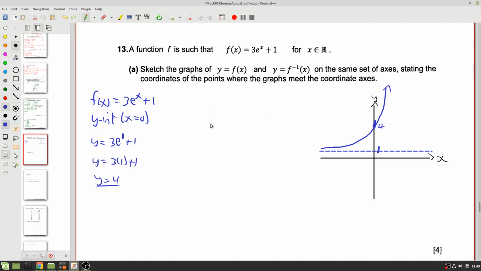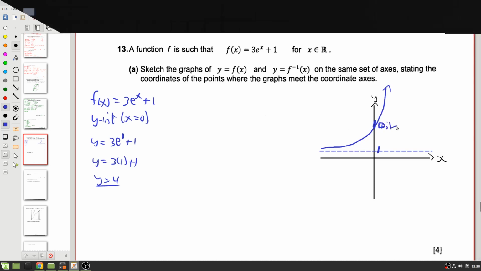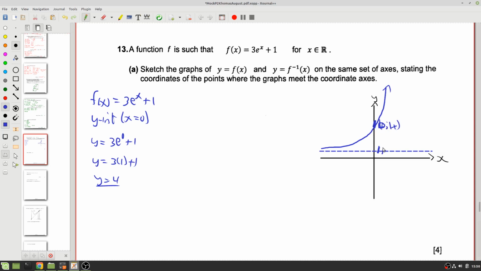Now for the inverse, the nice thing is we don't have to find the equation of the inverse to be able to draw it if we have the original. Because we know y turns into x and x turns into y, so we can just swap the values. In order to do that, let's give this proper coordinates, so that's 0 and 4. Sorry, the asymptote is just y equals 1. Let's call it y equals 1. I'm going to actually do that over here. So y equals 1.